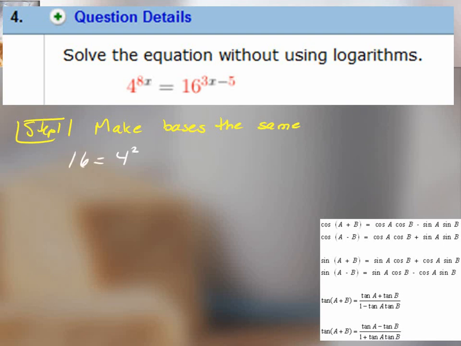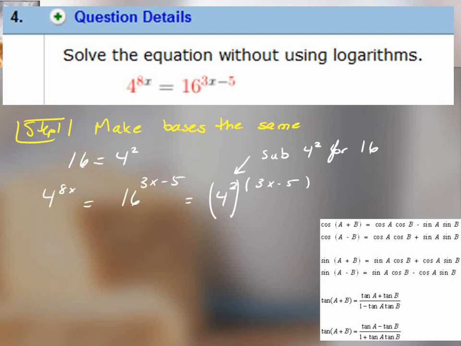To do that first, you have to make the bases the same, because you remember the laws of exponentials, like b to the m, b to the n. The bases are always the same. They're not the same here, but these are set up so they can be made the same, because 16 is really 4 squared. So I'm going to write 16 as 4 squared. That was the original equation here, and I'm going to replace the 16 with 4 squared. That's all I did so far.